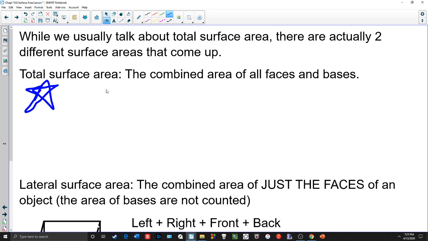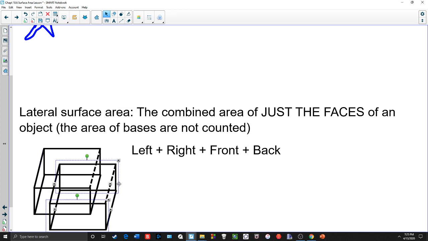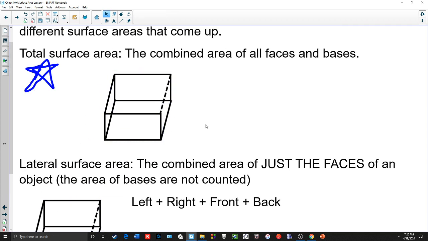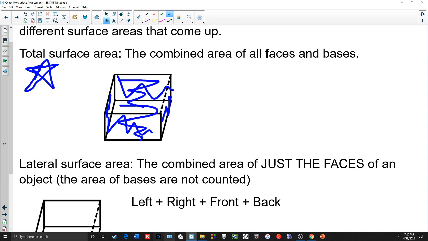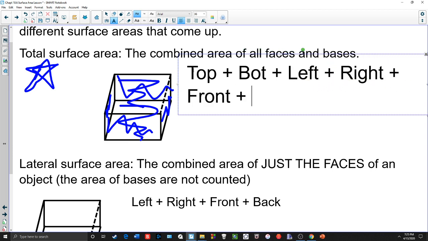So for instance, if I take my little shape down here and clone it and put it up here, my total surface area is adding up all the different pieces. So add up this face, the back face, the front face, the top face, and the bottom face. Add up all the different faces together. So in words, this is top plus bottom plus left plus right plus front plus back.